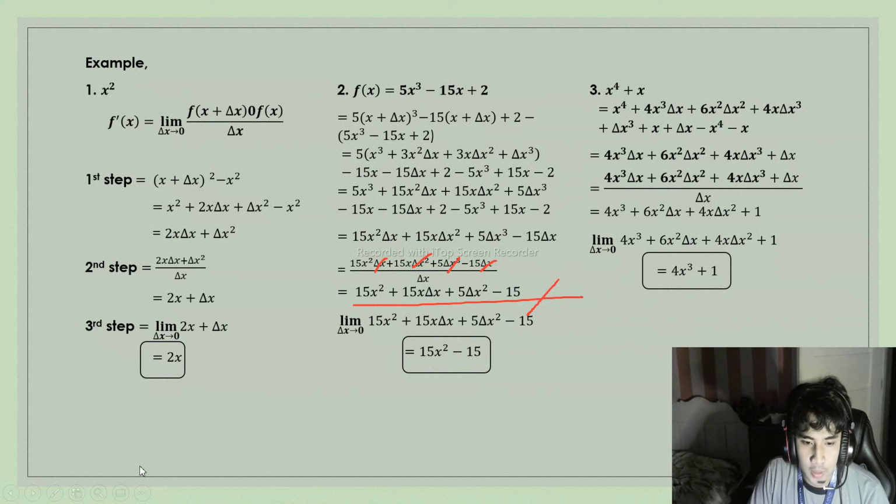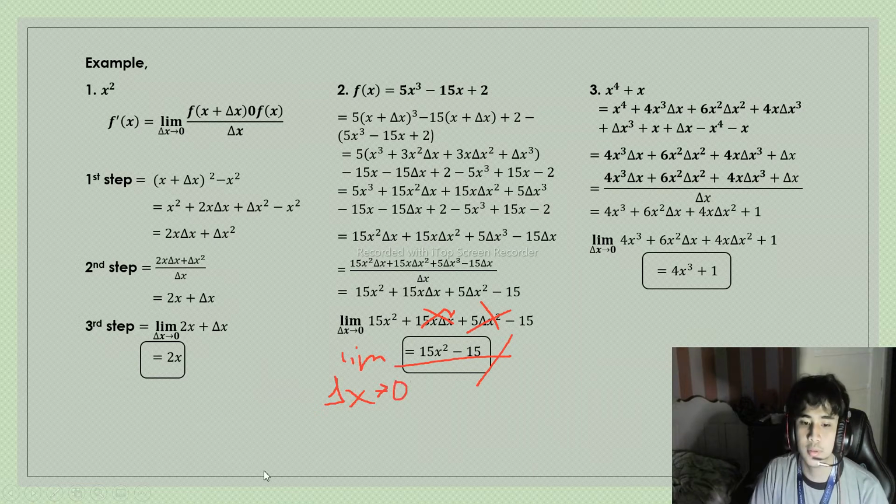Next, third step, lahat ng delta x ay magiging equals to 0. So, ito, cancel na to. Cancel na yung term na yan. Tapos, itong term na din to, cancel na yan. Kasi equal na sa 0 yung variable nila. So, ito magiging sagot. Yung mga natira. 15x squared minus 15 as limit delta x approaches 0. So, yan ang magiging sagot. Final answer.